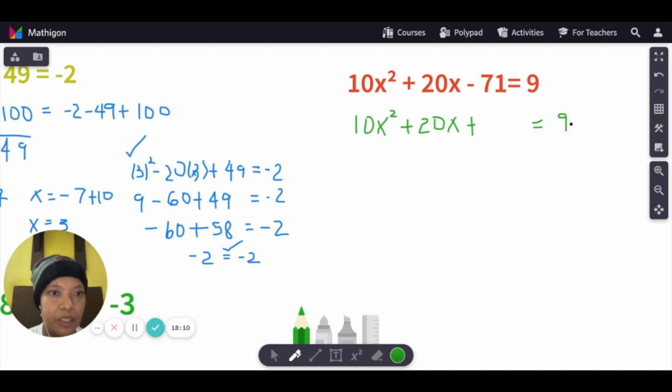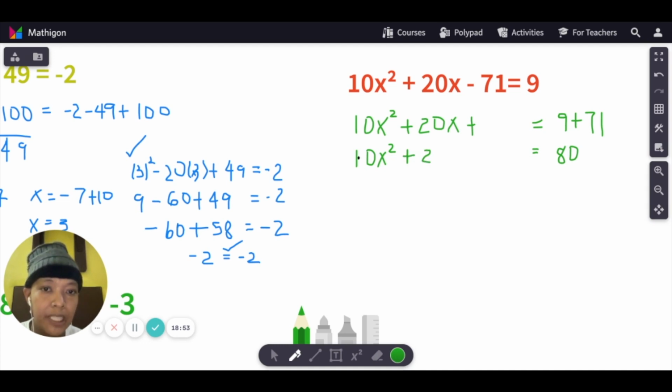So, this is 9 plus 71. Right? Okay? So, ayun po. I'm sorry about that. So, 9 plus 71 is equal to, ilan po yan? 80. Okay? So, ito po, paano nyo kukunin yung constant term? So, 20 divided by 2. So, hindi pa po muna pala. So, after nyo pong i-add yung malipat yung sa kabila, i-divide po muna natin.